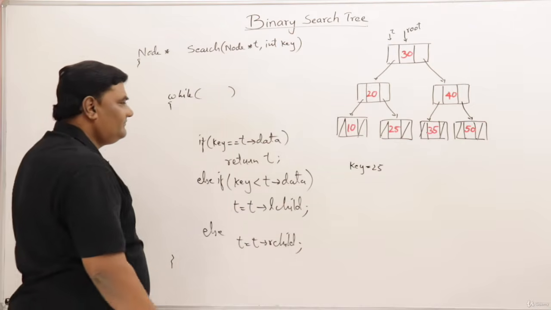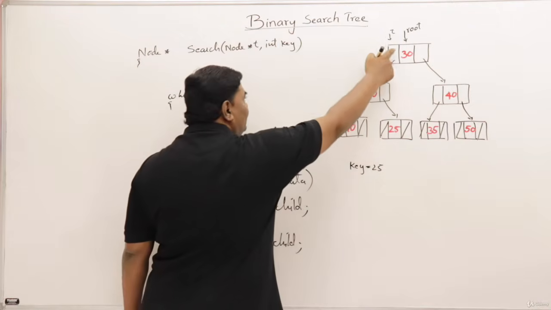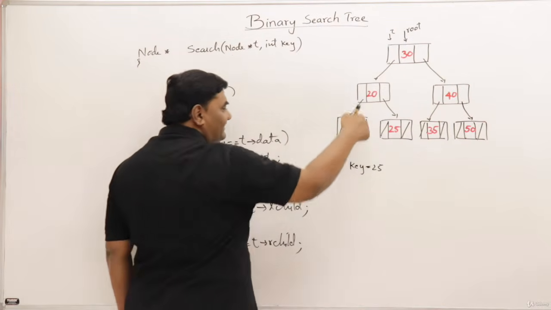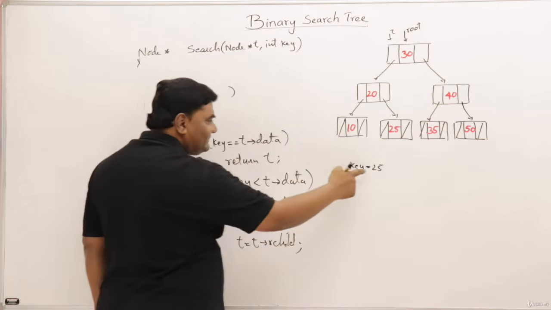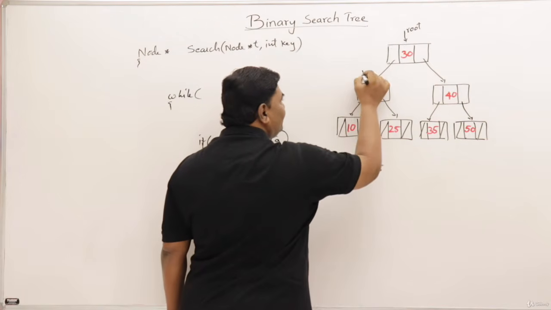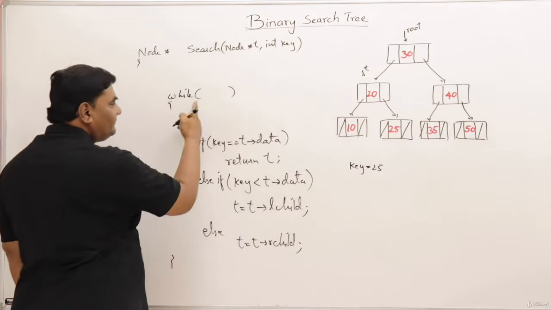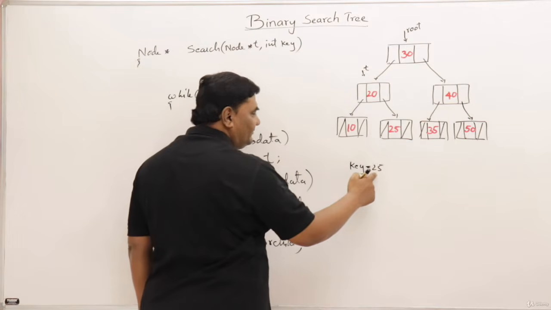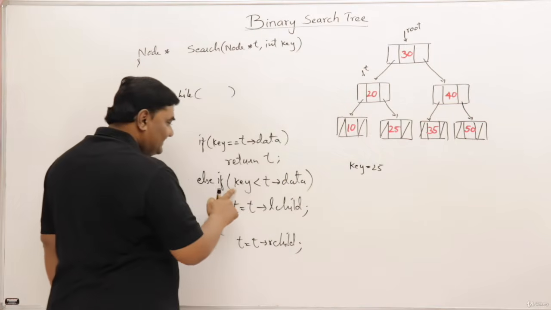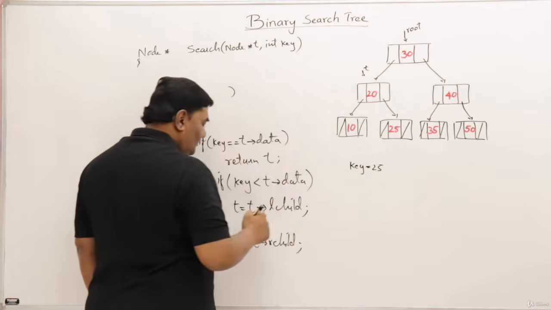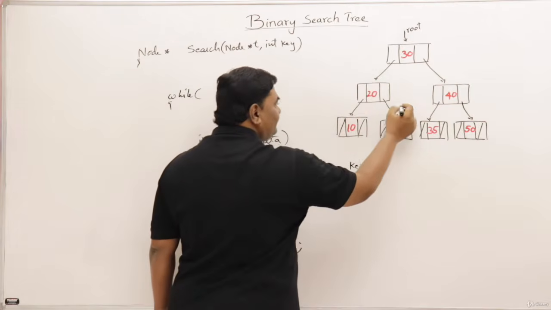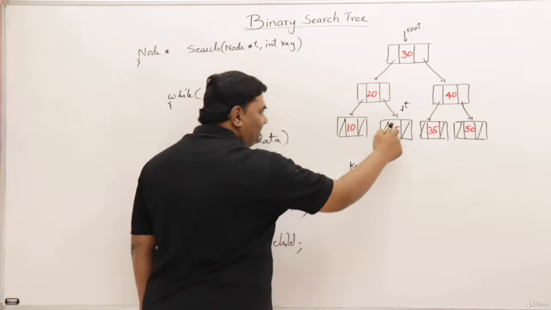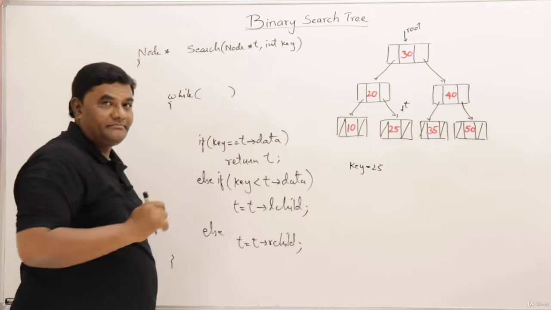Let me trace this once again for the key 25. T is pointing at the root. First step: is key equal to data? No. Is key less? Yes. Move t to the left side. Then continue. Again check, is it matching with the data? This 20 and 25 are not the same. Is key less? Is 25 less than 20? No, greater. So move to the right-hand side. Then continue once again. Now check, is it matching? Yes, matching. Return, it will stop.